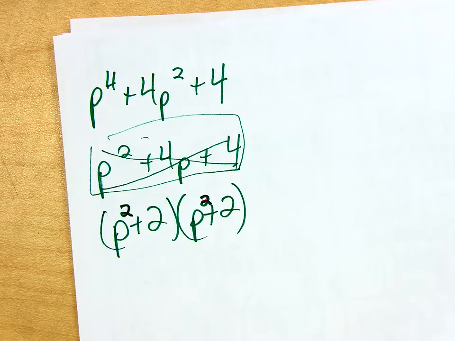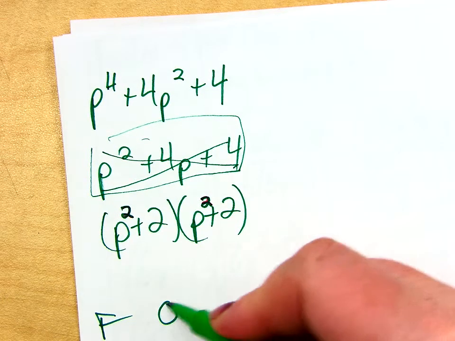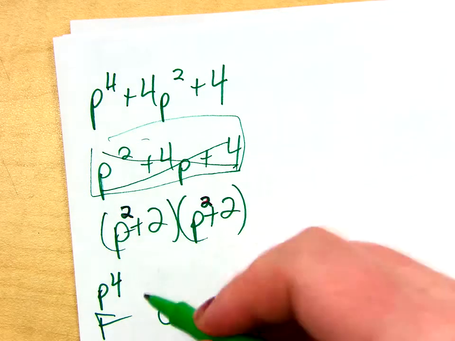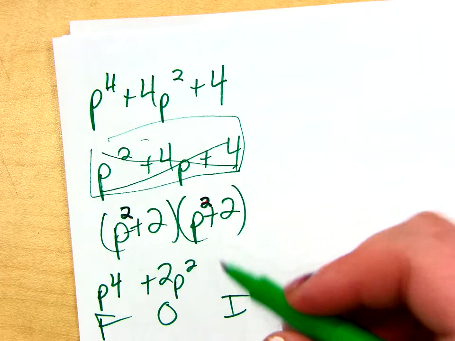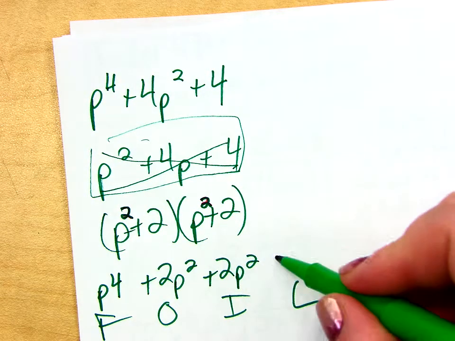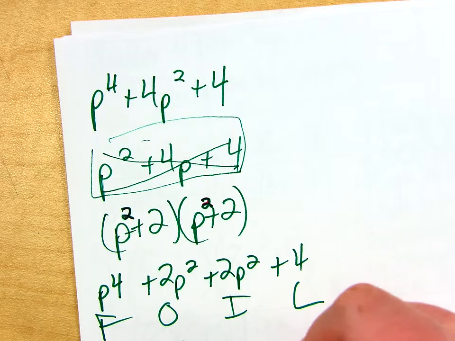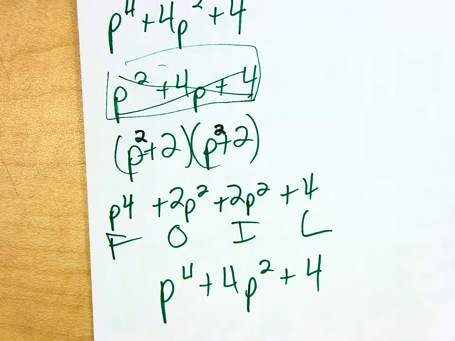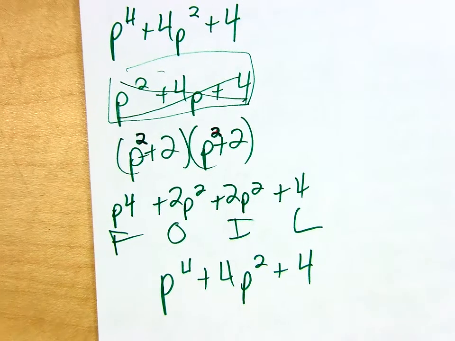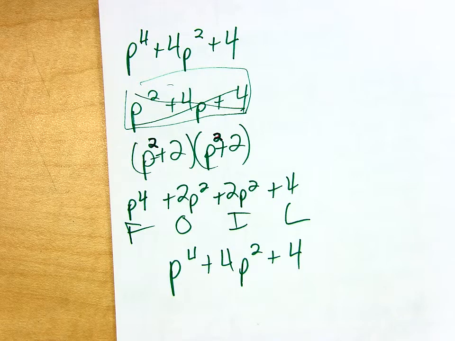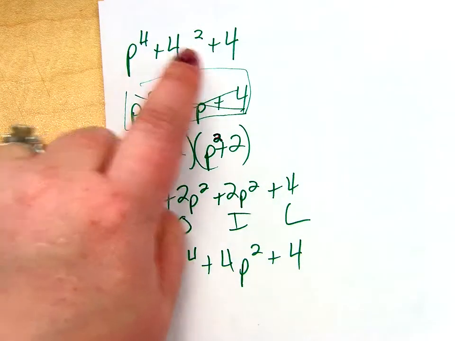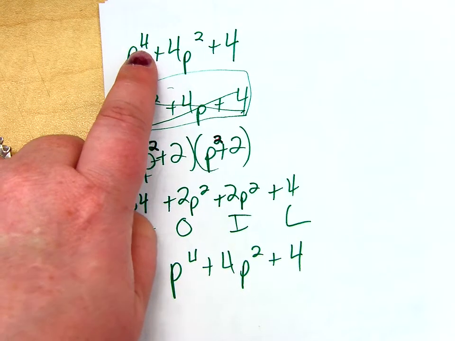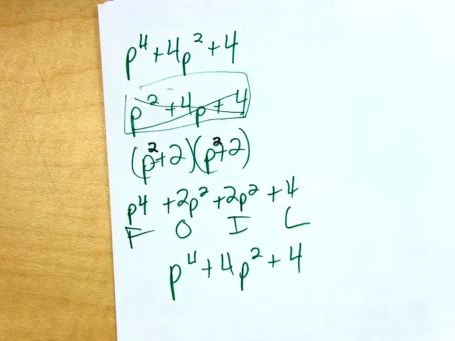Watch, when I FOIL this back together, watch what happens. First, p squared times p squared is p to the fourth. Outside plus 2p squared. Inside plus 2p squared. Last plus 4. P to the fourth plus 4p squared plus 4. There it is. So, one of the special cases that you come across with trinomials is this quadratic pattern. So, this exponent being twice as big as this one, and then this one not having an exponent at all.